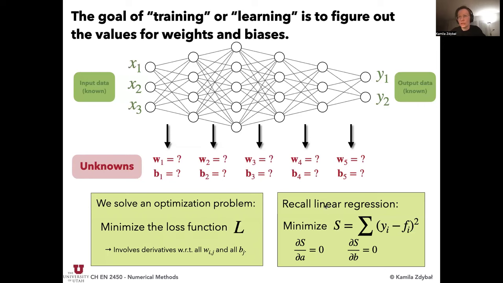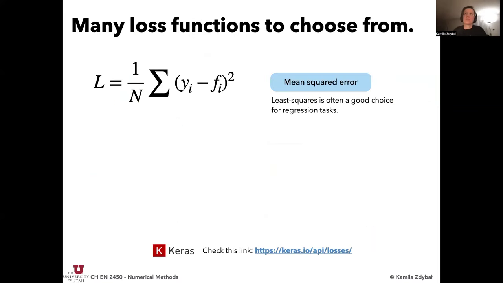And if you recall, in linear regression, you were minimizing this expression and you were computing these derivatives. A similar thing is happening in training neural networks. So there are derivatives computed of that loss function with respect to all of those weights and biases. So many derivatives have to be computed each time. And then from the derivatives, we know by how much we should nudge each weight and bias.